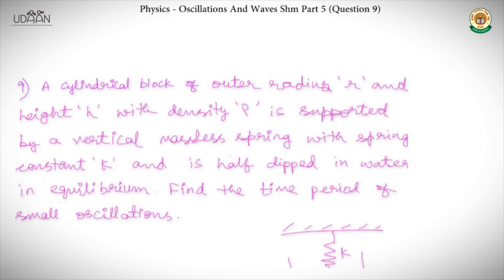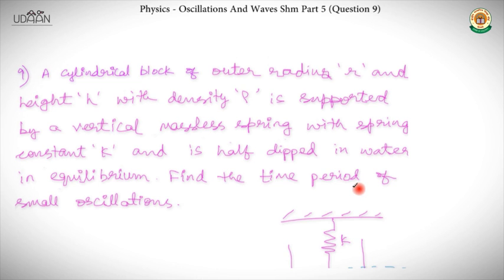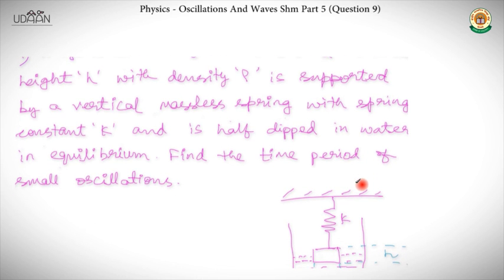So looking at problem 9 now: a cylindrical block of outer radius r and height h with density rho is supported by a vertical massless spring with spring constant k and is half dipped in water in equilibrium. So we have to note that there is this spring which has a spring constant k and the block is half dipped in water. We're given its radius, height and density. We have to find the time period of small oscillations.